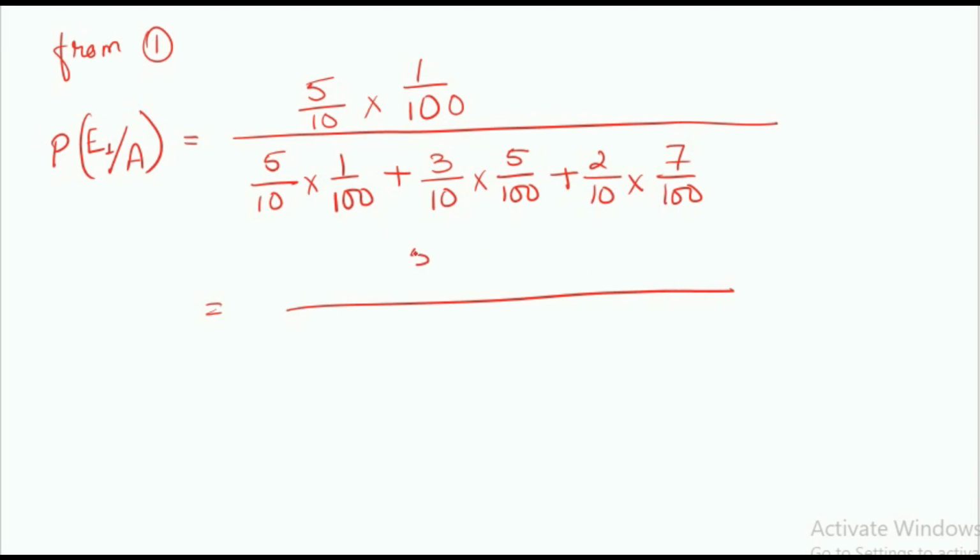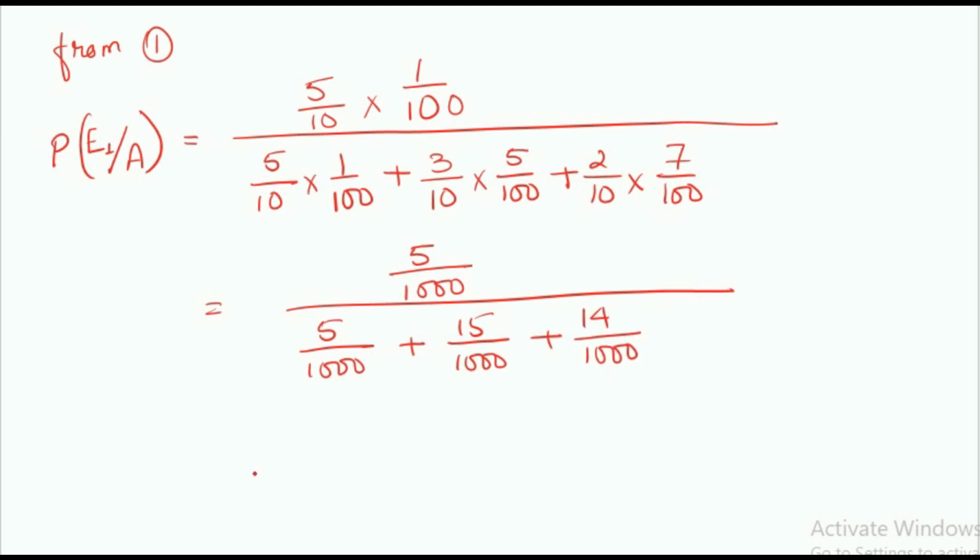So this is 5 by 1000, plus 15 by 1000, plus 14 by 1000. The 1000 can be taken as LCM and cancelled. So this is 5 by 34. So that should be your answer. Okay, 5 by 34 should be your answer.